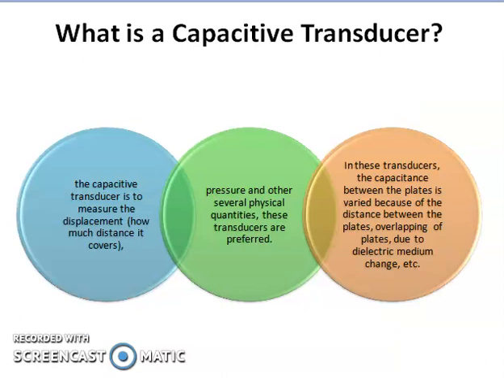what is a capacitive transducer? A capacitive transducer is used to measure the displacement, pressure, and several other physical quantities. These transducers are preferred. In this transducer, the capacitance between the plates is varied because of the distance between the plates, overlapping of the plates, due to dielectric medium change, etc.